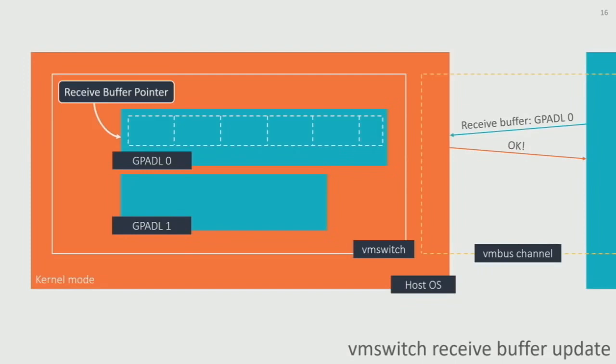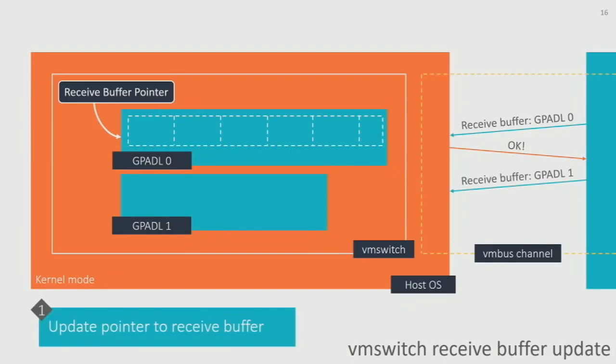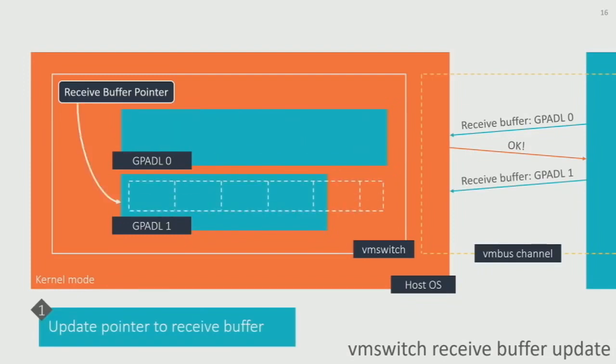Well, the first step is to update the pointer to receive buffer, right? And so as that happens, first step, the pointer is going to be updated, and implicitly, the sub-allocation bounds are going to be applied to this new receive buffer. And in this specific case, because we have gpal1 smaller than gpal0, those sub-allocation bounds are actually going to go out of bounds of that receive buffer. And, well, I mean, I don't really need to tell you that it's not a great thing.